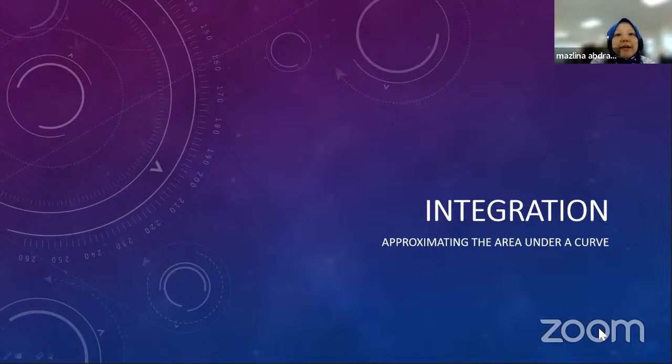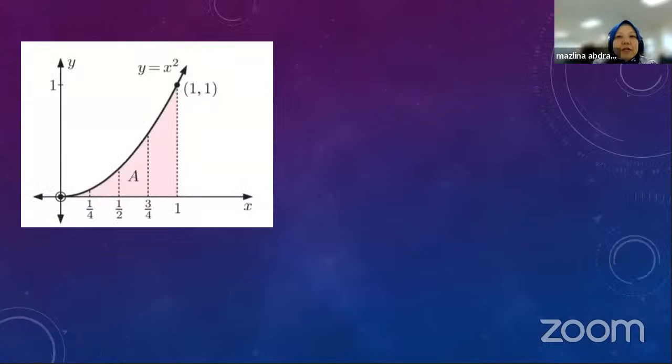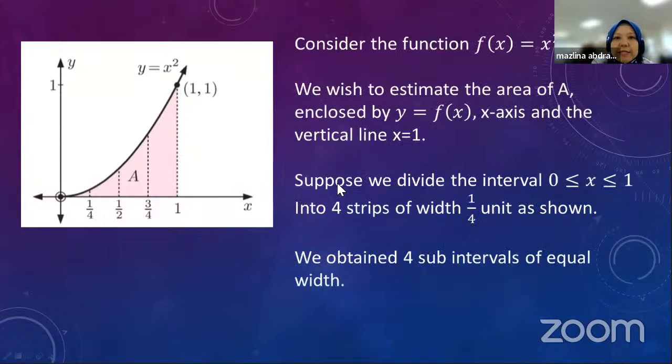So we are looking for the area. If you are given this function y equals x squared, a quadratic function, and the domain given is x from 0 until 1, we want to look at the area under this curve, the pink shaded area. Okay, so this is the idea. We consider the function and we are going to estimate the area enclosed by the function, the x-axis and also the line x equals 1.